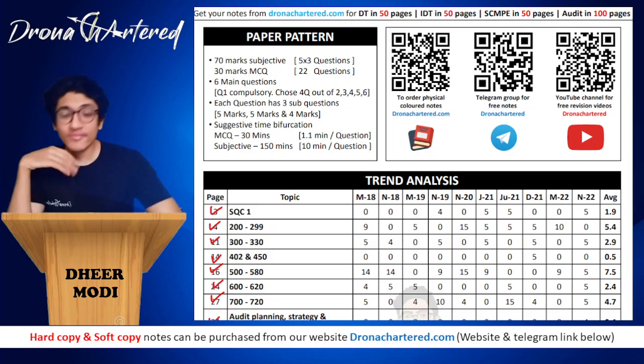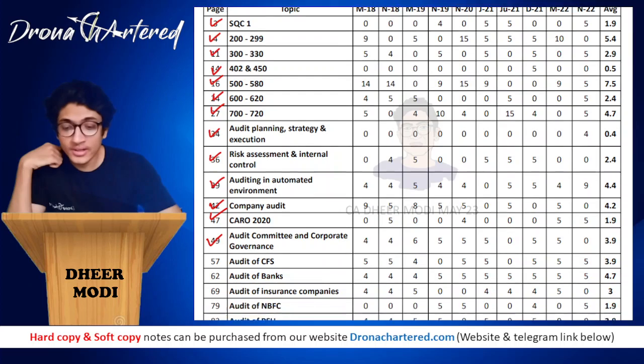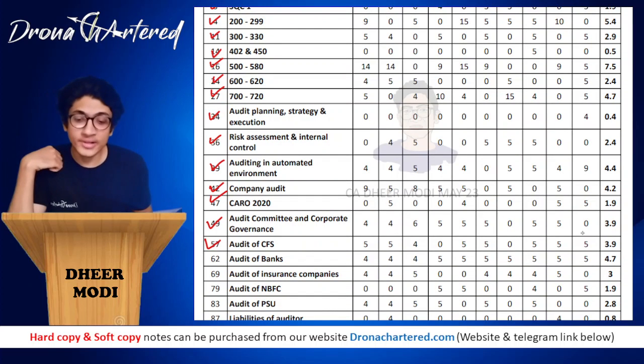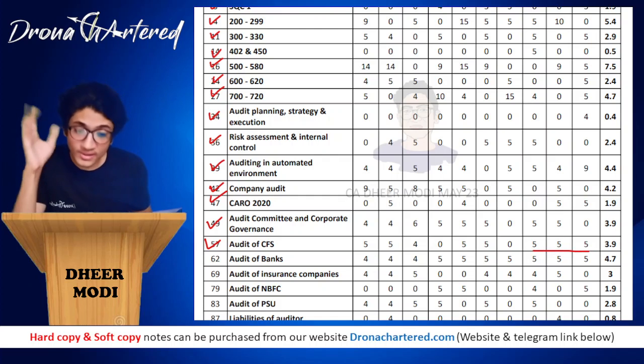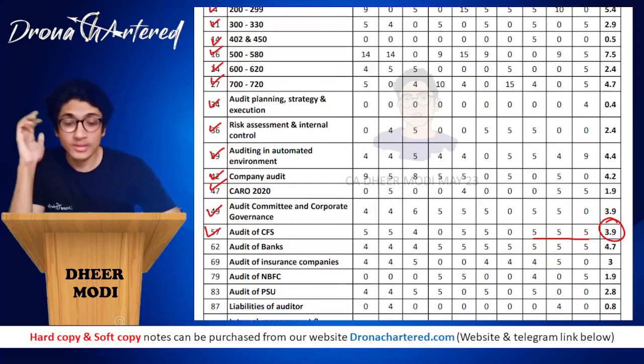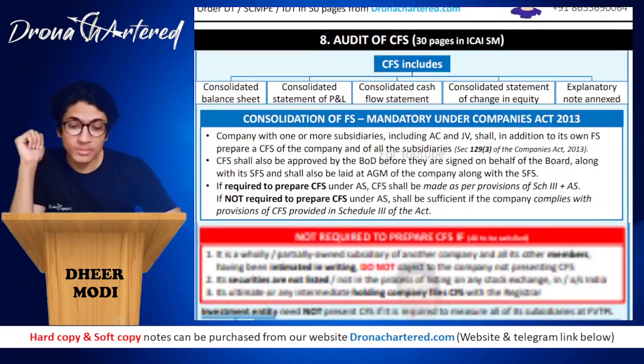So we are doing this from our audit in 100-page notes. Today we will be doing audit of CFS, that is consolidated financial statements. This has been coming for 5 marks in each attempt. So definitely do this chapter. The average is about 4 marks since the new syllabus has come.